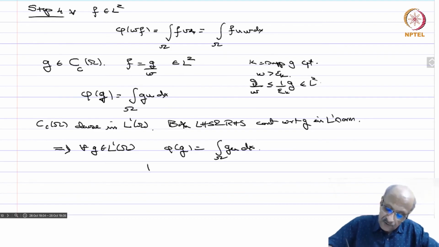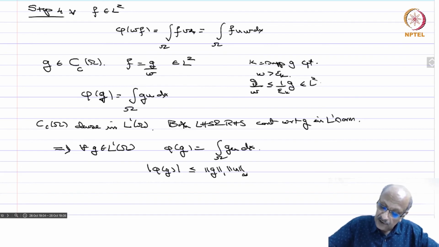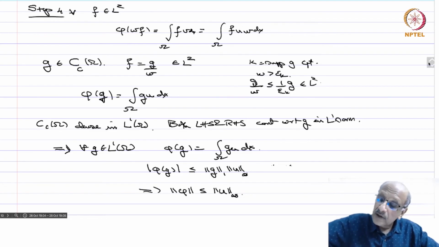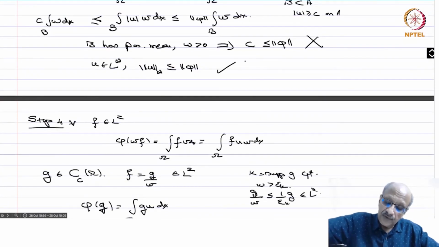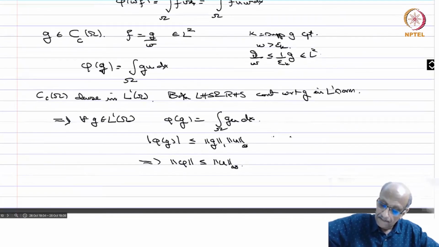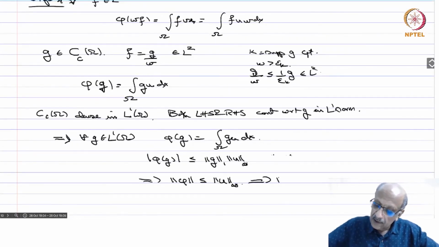Okay, and |phi g| is less than or equal to, by the Hölder inequality, norm of g in L1 times norm of u in L infinity, which is less than or equal to norm phi times norm g in L1. So this implies that norm phi is less than or equal to norm u infinity. And we already saw in the previous step that norm u infinity is less than or equal to norm phi, and therefore this implies that norm phi equals norm u infinity.